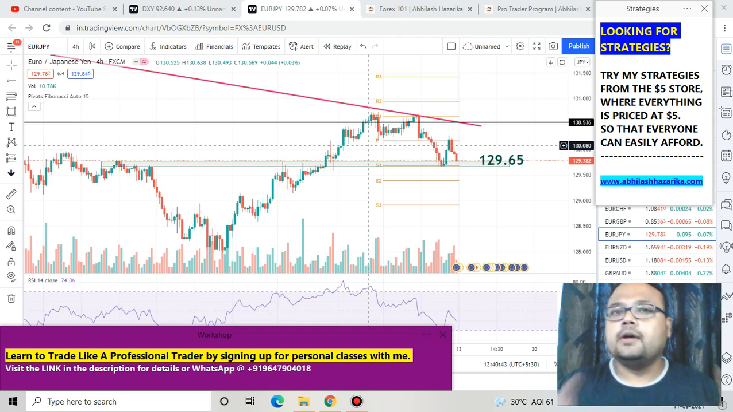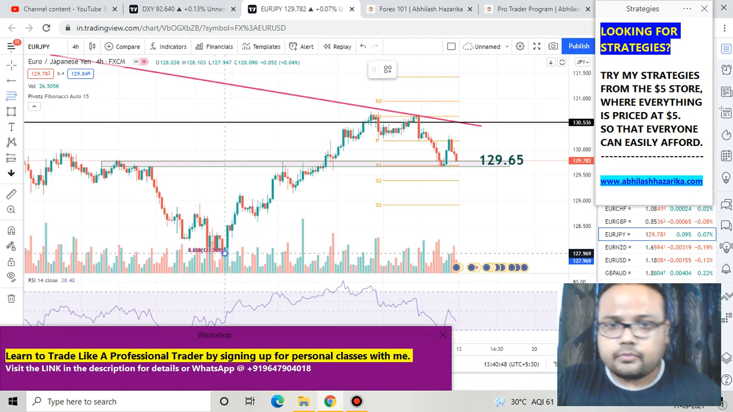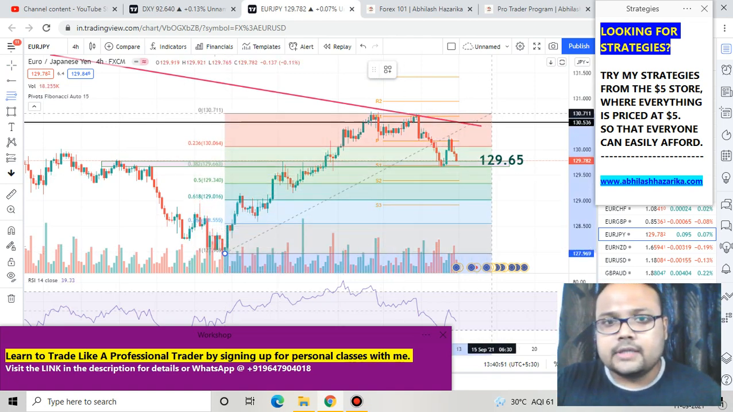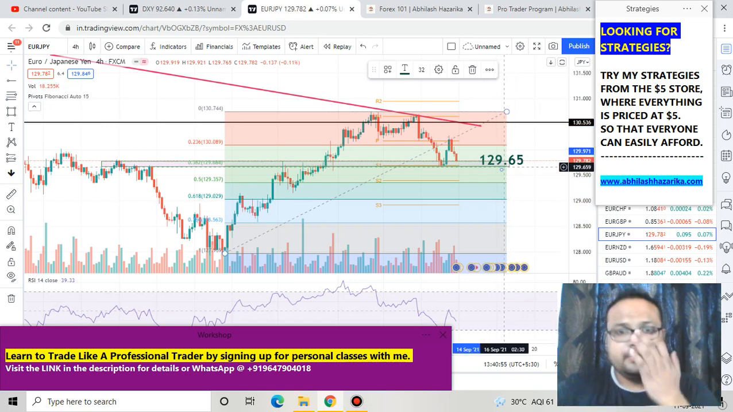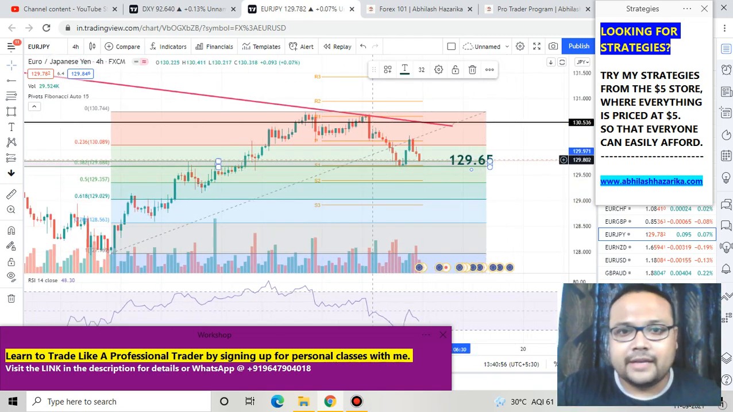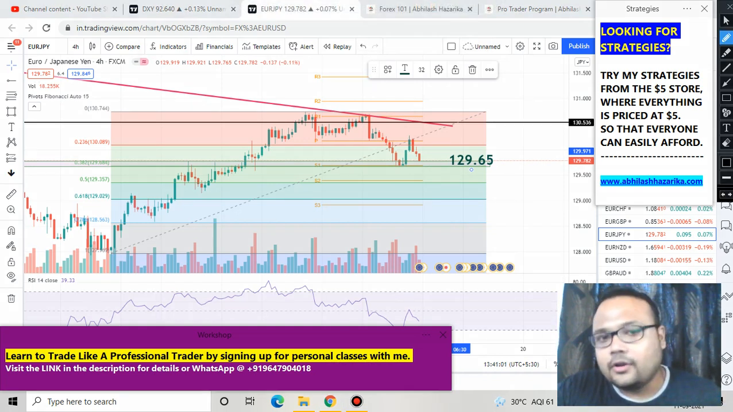So these are the two trading opportunities for you if you look at the chart of Euro JPY. But I would like to focus on one more thing, and I would like to show you as well, which is the Fibonacci. Generally, I do not talk much about these Fibonacci retracement levels, but you can see that the market is following a Fibonacci here.